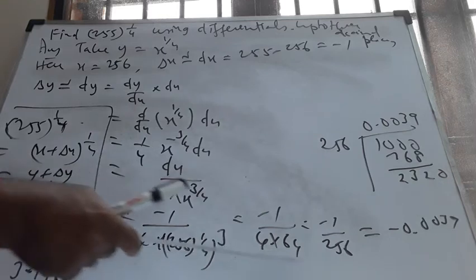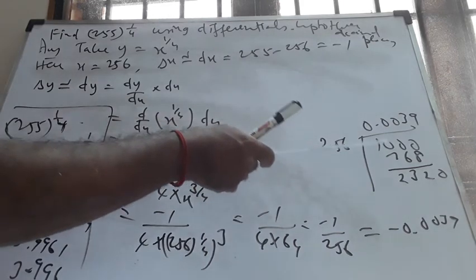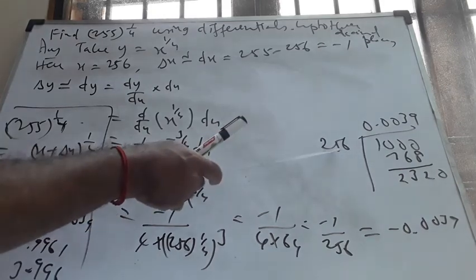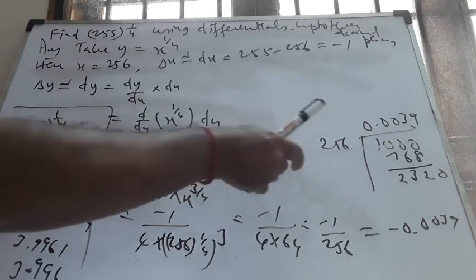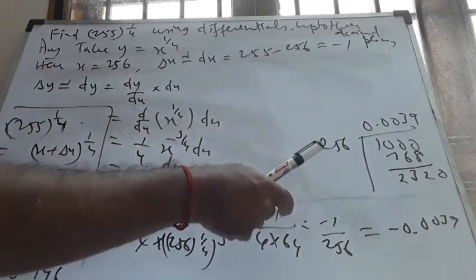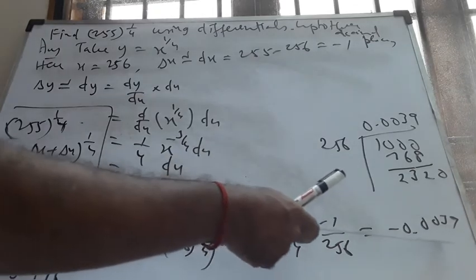This is 4 cubed, which is 64. It's again 256. I can divide. I can do long division. Okay, I can't get any value. 1 doesn't get divided by 256. 10 won't go. 100 won't go. 1000: 3 times 256 is 768. 232. Again, I have 9 times. Therefore, this will become minus 0.0039.